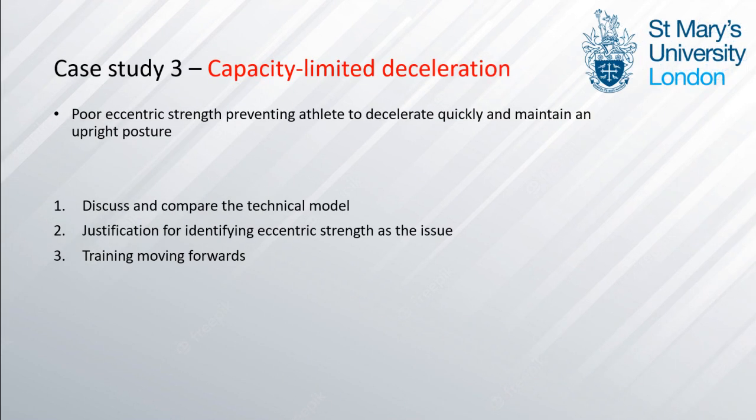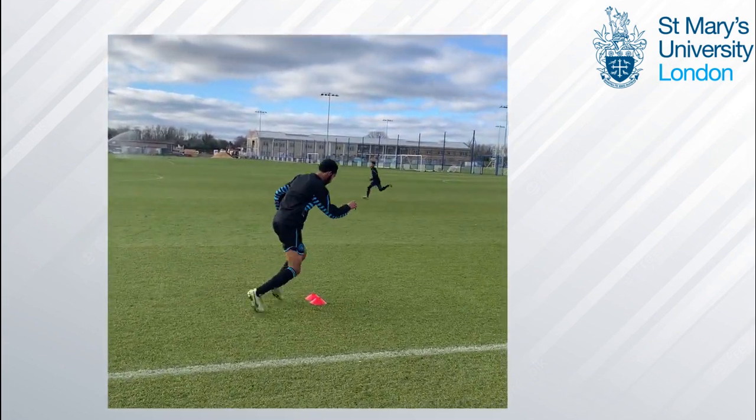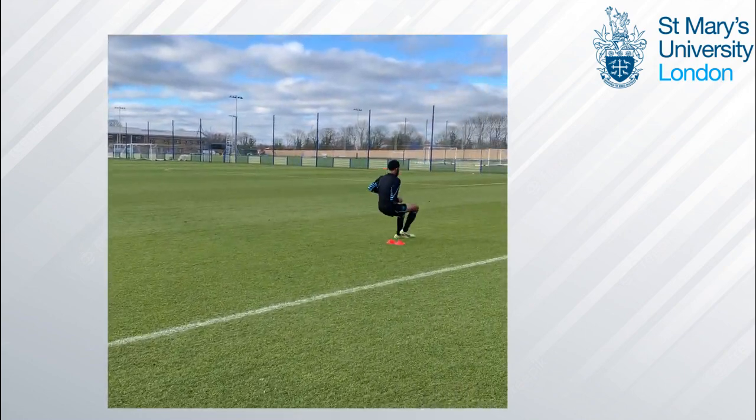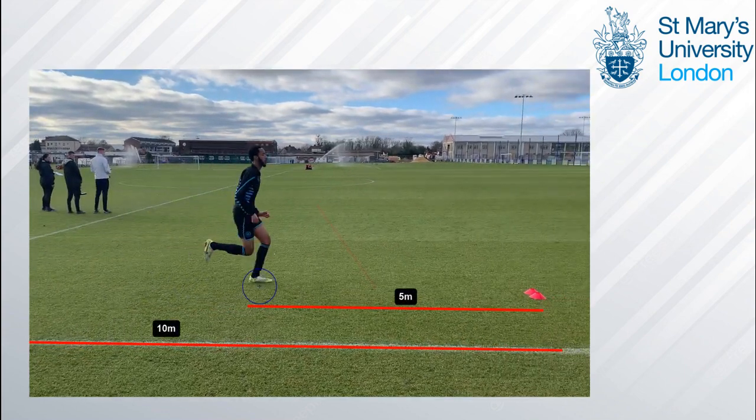Moving on to some agility, where this case study involves an athlete with poor eccentric strength, limiting his deceleration. Again, I'll go through the same process. This was first noticed in a drill involving a deceleration and a 360 foot pattern facing forwards the whole time with an acceleration. The athlete starts to slow down halfway down a 10-metre route.